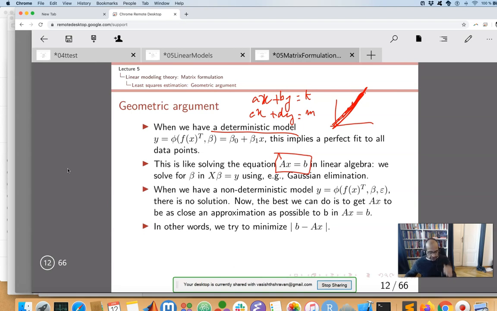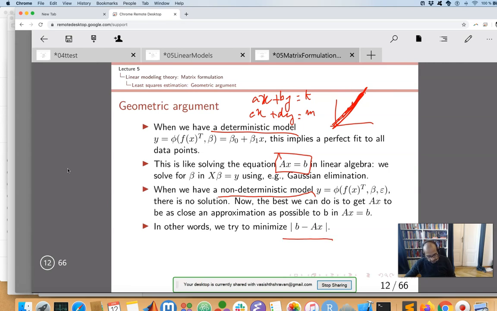These are the kind of problems that you can solve with this Gaussian elimination procedure when you have a deterministic function. Now when you have a non-deterministic function like the ones we are talking about right now with statistical models, where you've got an epsilon involved and random variability around the fitted values, then there is no unique solution. So there is no solution as such, and the best we can do now is to get an approximation that gets us as close as possible to the true value.